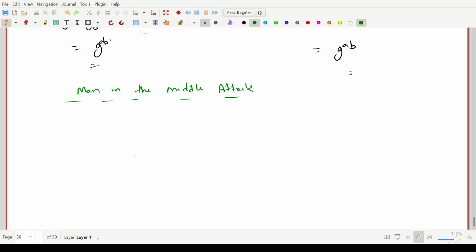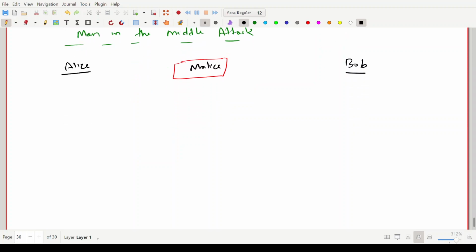So what is the man in the middle attack? Suppose Alice is here, Bob is here, there is a guy Malice, who is the adversary. He is not the one Alice wants to communicate with. He is not the one Bob wants to do anything or communicate with. Correct?